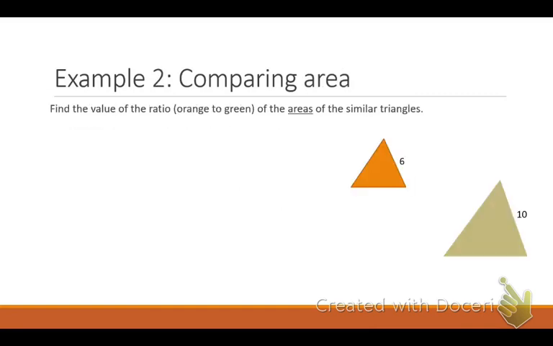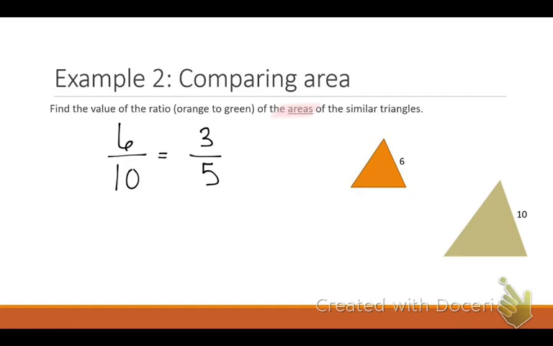Now in example 2, the only difference here is I'm comparing the areas. Remember, guys, what is area? Is it the distance around an object? No, it's the surface, okay? So I start off the same way that I did for perimeter. What does it say? Does it say green to orange? What does it say? It says orange to green. So I put that into a fraction. Orange to green, okay? And I'm still going to reduce that fraction. What would it reduce to? 3 over 5. Guys, this is perimeter, isn't it?